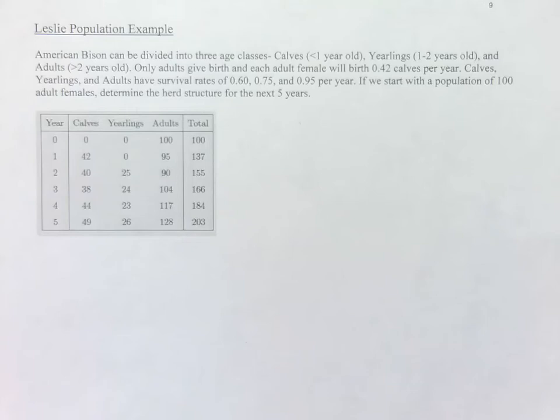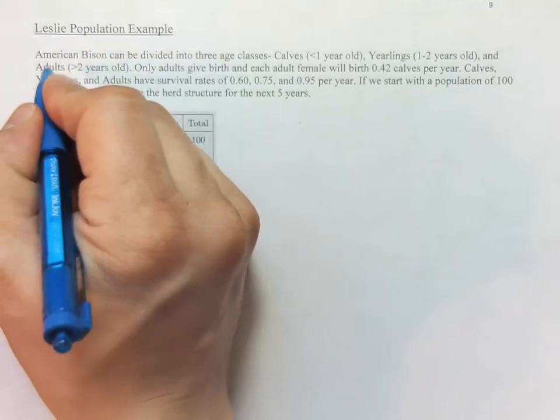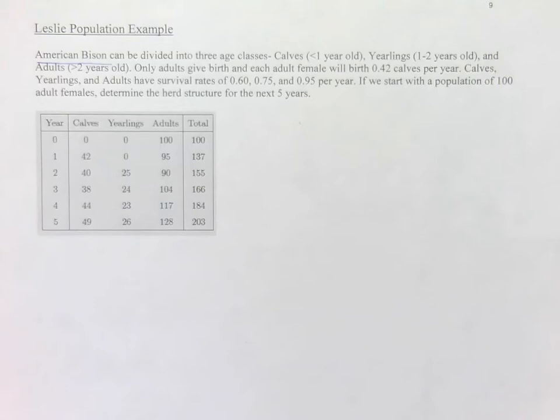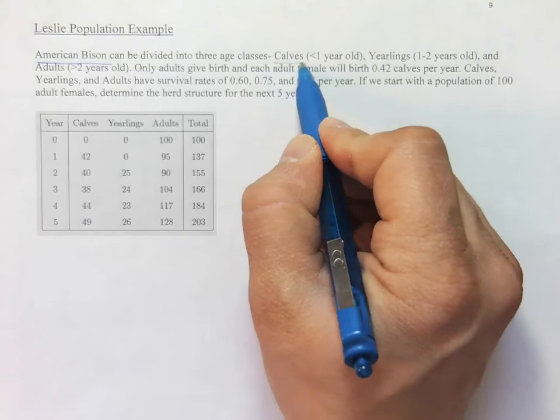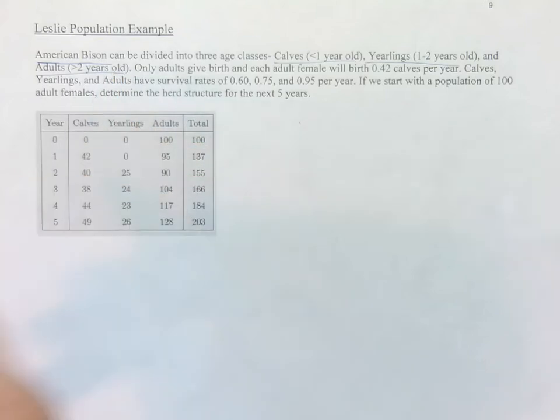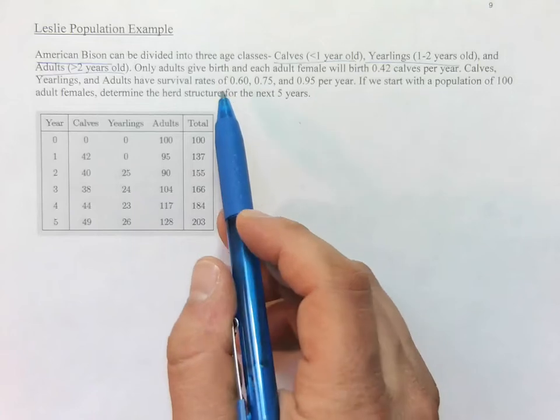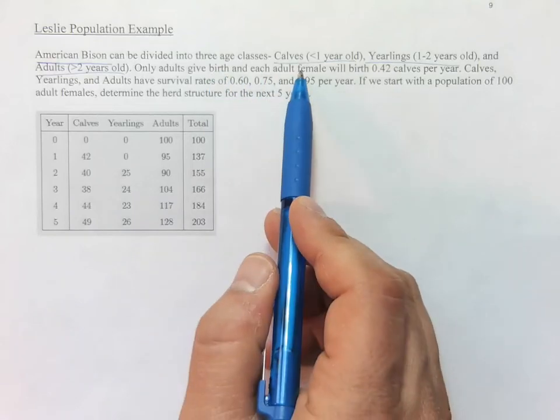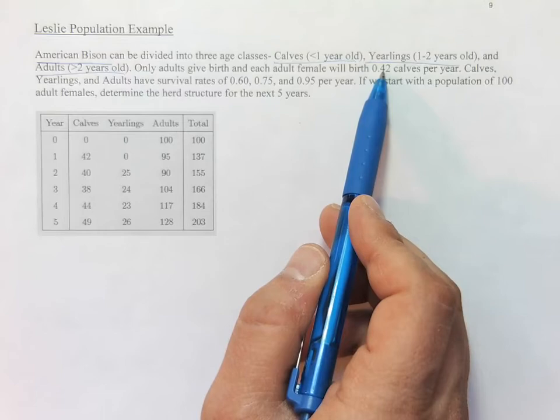So here's a specific example. I've been meaning to update this one with my own example, but I haven't done that yet. Anyway, this is another real-world example that I got from a textbook that cites a specific paper. If you're interested in this paper, I'd be happy to send it to you too. This one is a model for American bison. This particular model breaks bison up into 3 classes: calves, less than 1 year; yearlings, which are 1 to 2 years old; and then adults, which are bigger than 2. Each age class is 1 year. Only adults give birth, which is a very common thing, and each adult female births 0.42 calves.